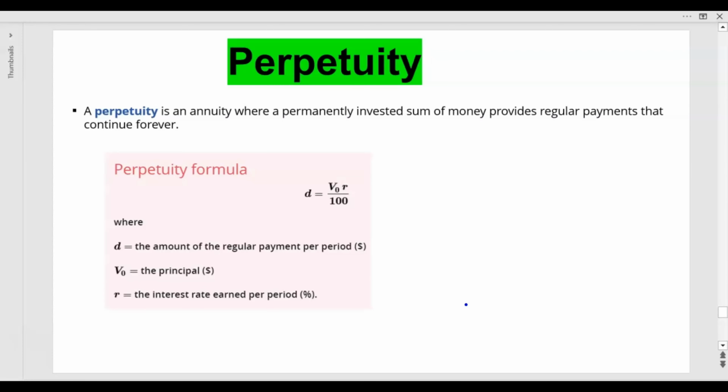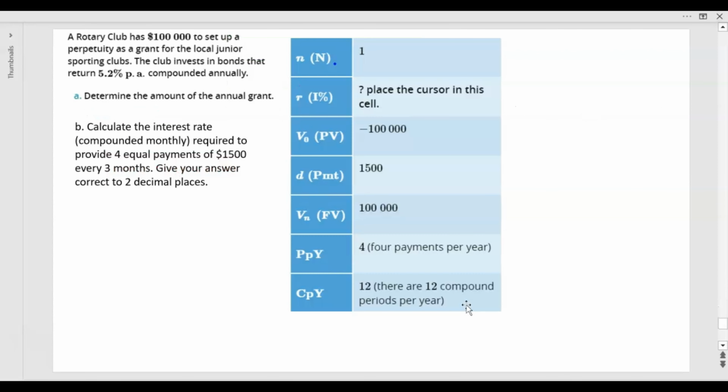If you happen to use the finance solver, this is how you find the regular repayment. Also the interest rate needs to be changed, and you need to take the compounding period into account if you want to find out what the D is. So let's have a look at an example based on this concept. If you end up using the finance solver, make sure the N is 1 for perpetuity, because it doesn't change.